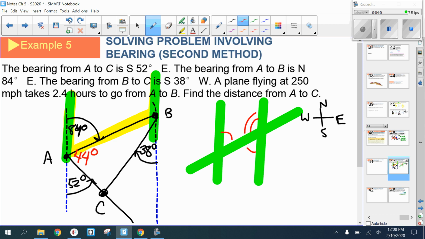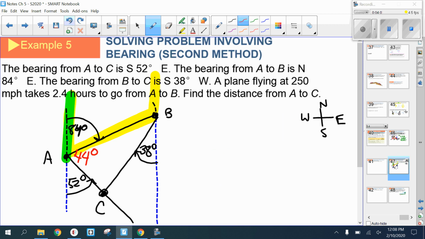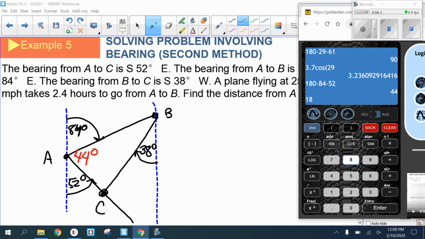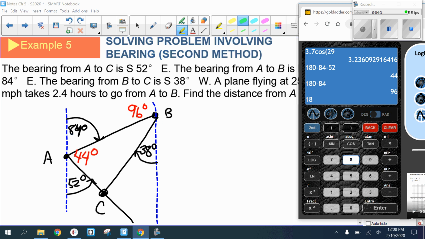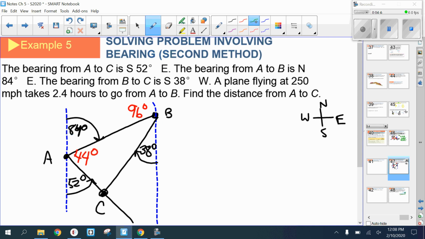Okay, so let me clear all this out. 84 plus something is 180. You can probably do that in your head: that's 96. Now, 96 doesn't help me in my triangle. It's not inside my triangle, but it does help overall because now I can see another 180 right here. Those three angles add up to 180. So we can say 180 minus 96 minus 38 and get 46. So now I know this angle inside here is 46 degrees.